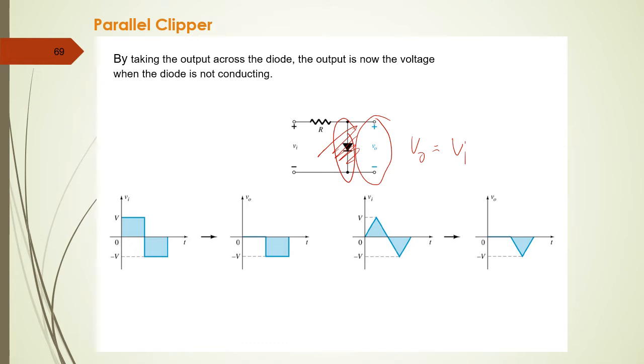This is also similar to the output from the bridge rectifier, whereby you can have something like this. This is the input. You can have the positive part being clipped away and the negative part being allowed, depending on the position and direction of the diode. If you have a triangular wave here, the positive cycle is clipped away and the negative cycle is allowed to pass.